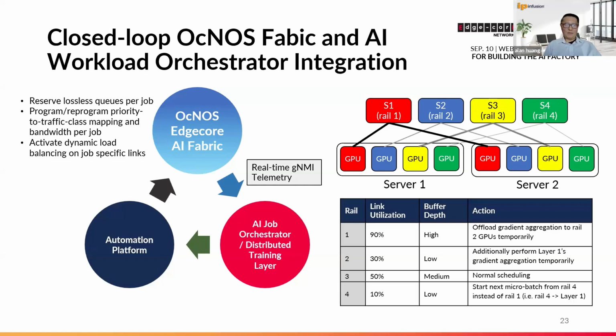Dynamic load balancing may sound wonderful, but it consumes ASIC resources. So it may be necessary that dynamic load balancing is applied selectively, not all the time. And so with the information and the intelligence, you can apply dynamic load balancing only on job-specific links.